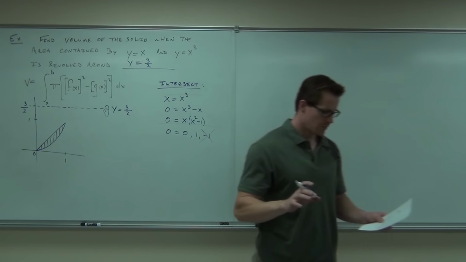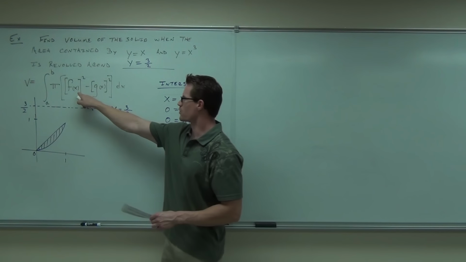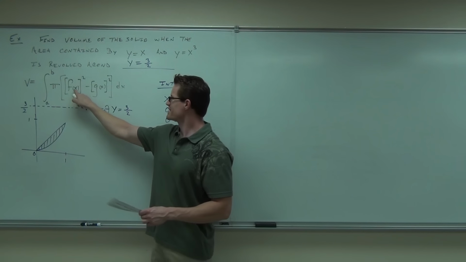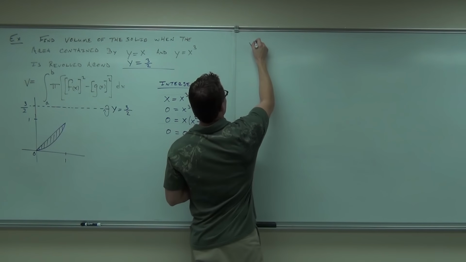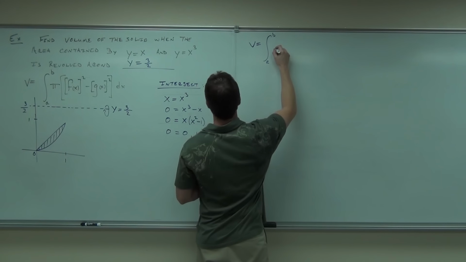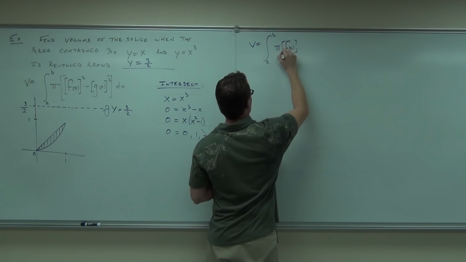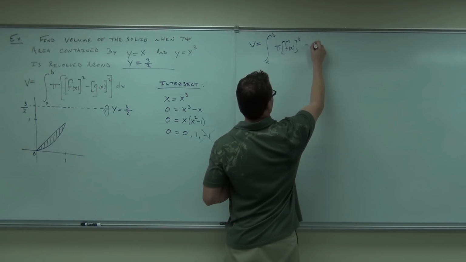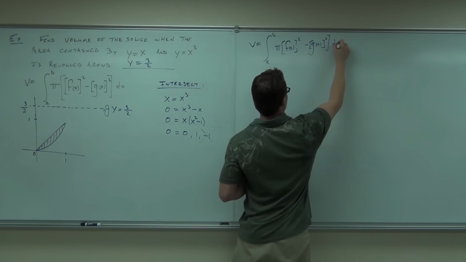Now let's think of what actually is going on here. What does this represent in our formula? The top, sure. But what is this? Well, I'll kind of split it apart for you again. The integral from a to b of pi times (f of x squared minus g of x squared) dx.